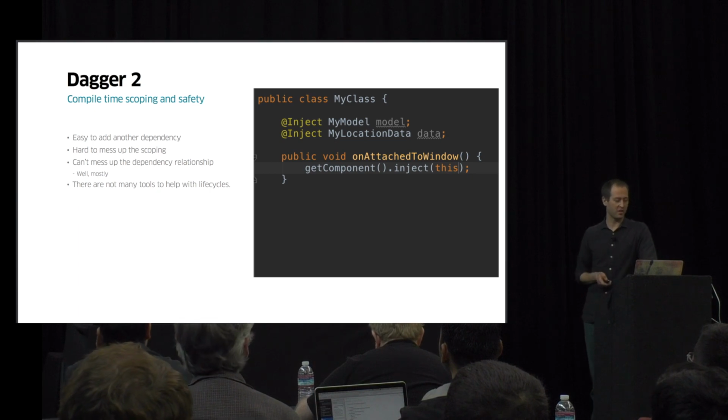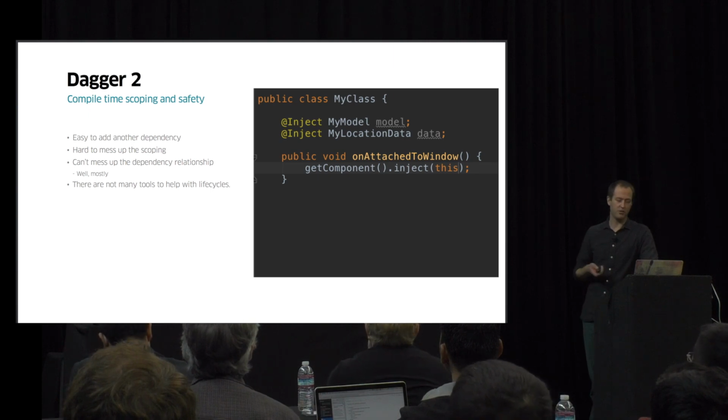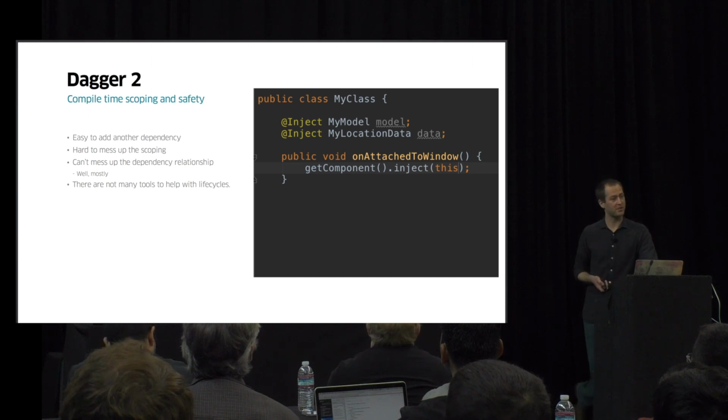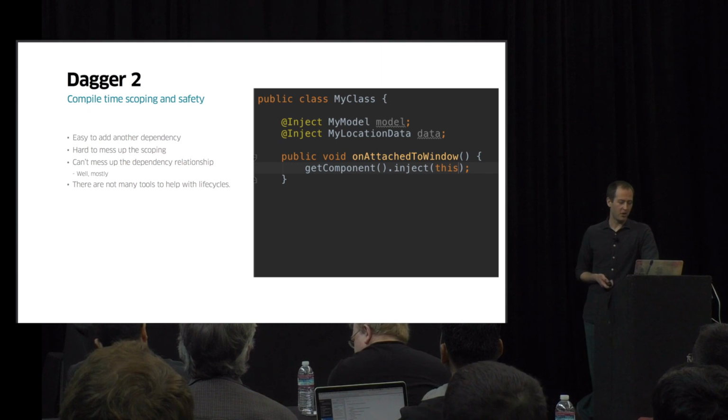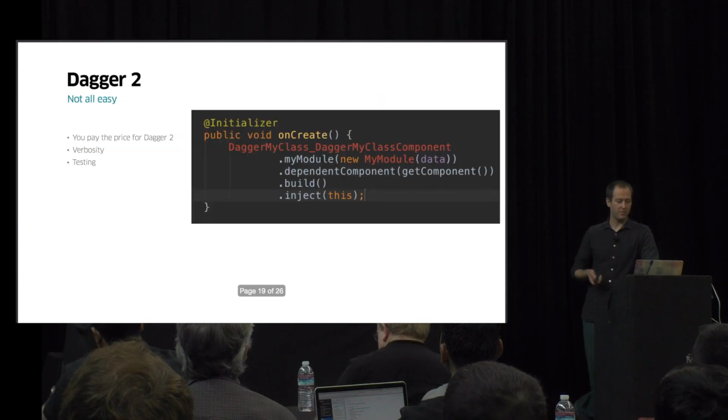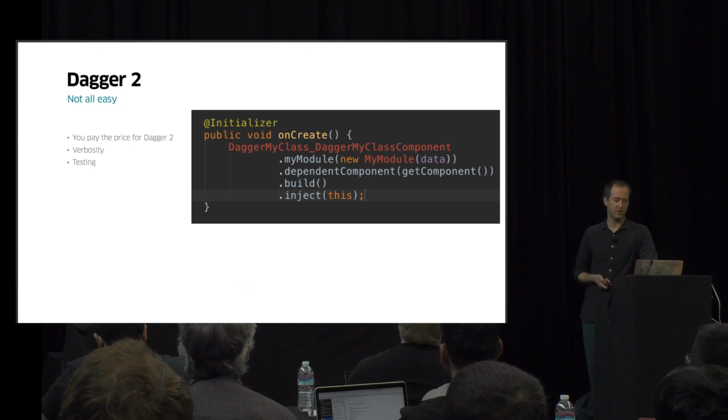I love things that work at compile time. Here's an example. Right? It's easy to add another dependency. If you want to add inject A, you can do that. It'll either compile or it won't. If it doesn't compile, you'll have to do a little bit of hunting to figure out why, but if it compiles, you can get it, you're fine. Right? It's hard to mess up the scoping. It's hard to mess up the dependency relationship, mostly. And there are not many other tools that help you with lifecycles.